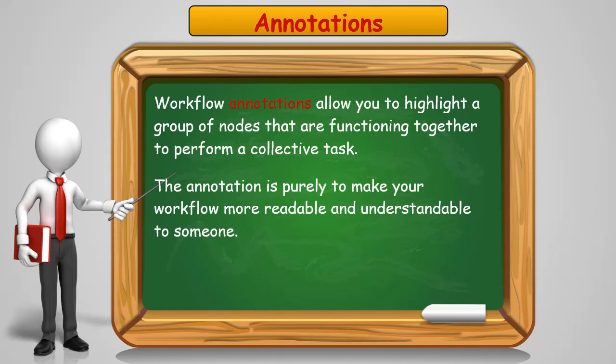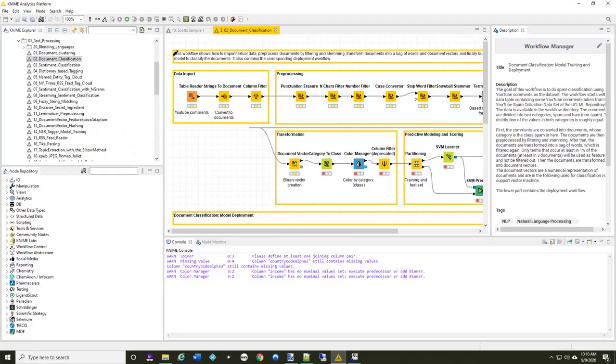Workflow annotations allow you to highlight a group of nodes that are functioning together to perform a collective task. It's purely decorative. It's simply meant to make your workflow more readable and understandable to somebody who didn't author it by collectively documenting what it's doing. Let's take a look at an example.